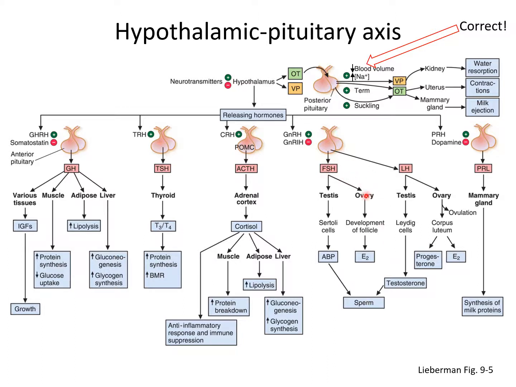FSH with the ovary is going to lead to the development of a follicle within the ovary. It's going to lead to the generation of estrogen. And LH also acts on the ovary to either induce ovulation or sustain the corpus luteum, which then secretes progesterone and E2. And this occurs early in development when the placenta is unable to produce these hormones itself.